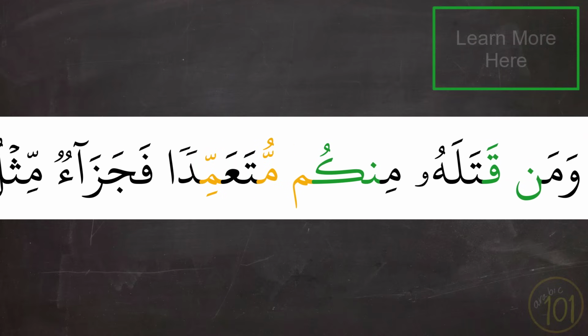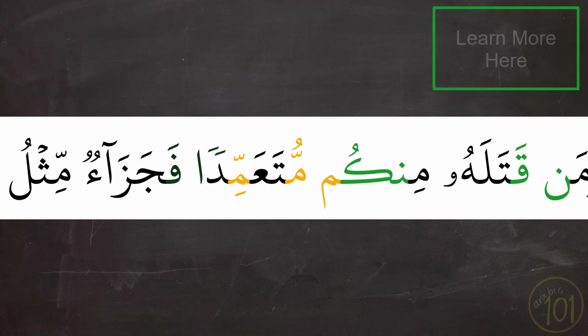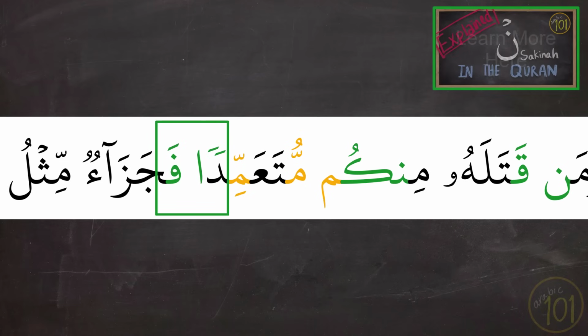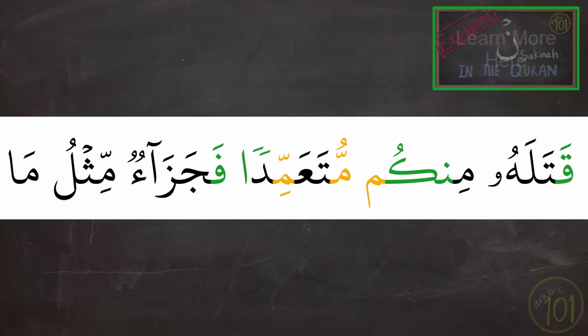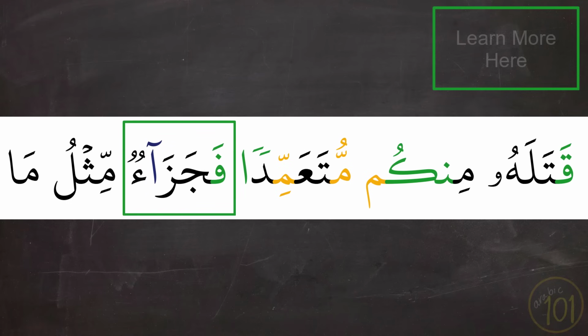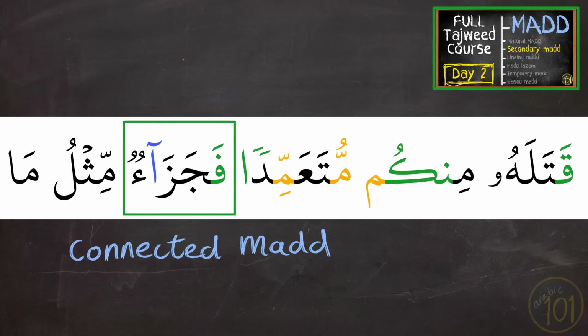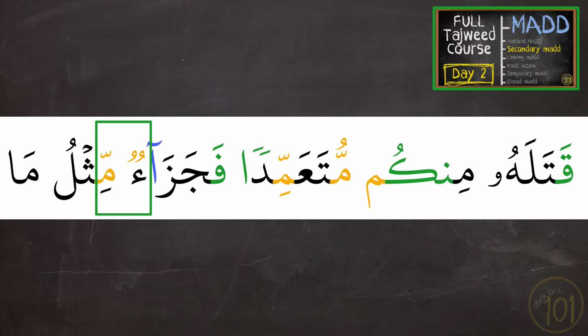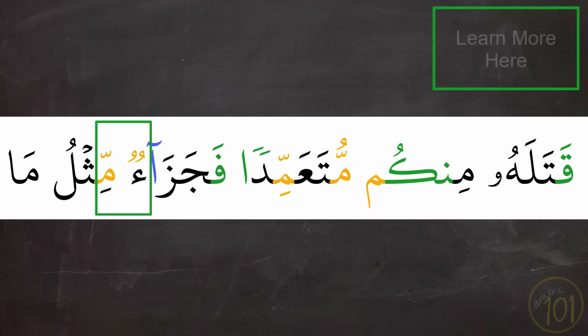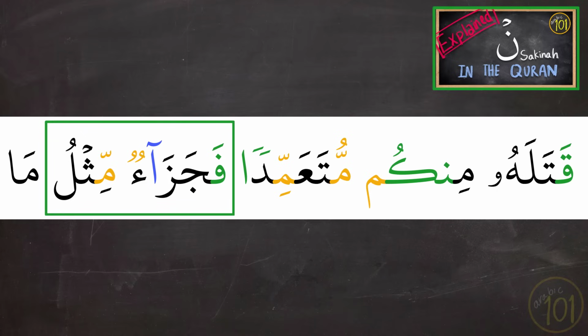متعمدا. And then between متعمدا and فجزاء, there is also إخفاء with غنة, saying متعمدا فجزاء. Next up is the word فجزاء, which has a connected med, and this med has to be extended for 5 counts. And at the end of the word, we have idgham with غنة, which is pronounced like that.